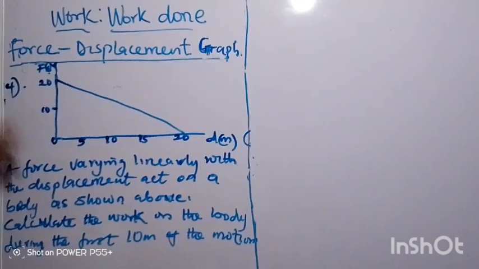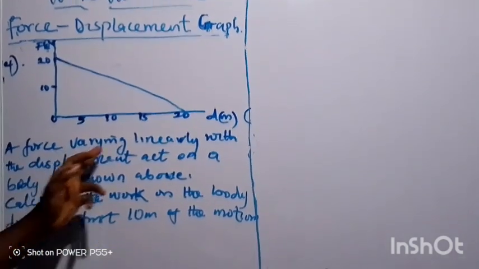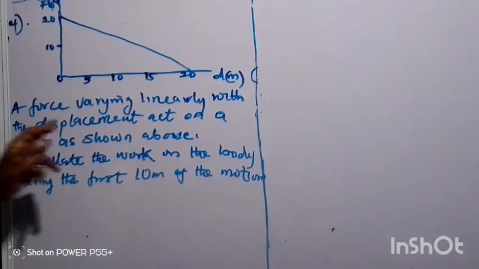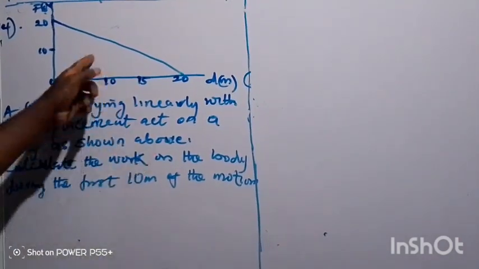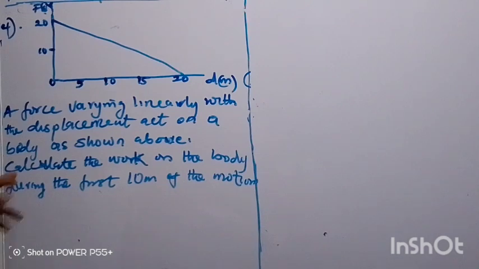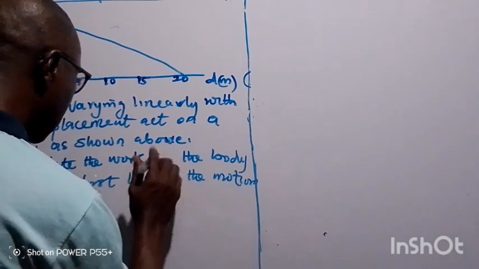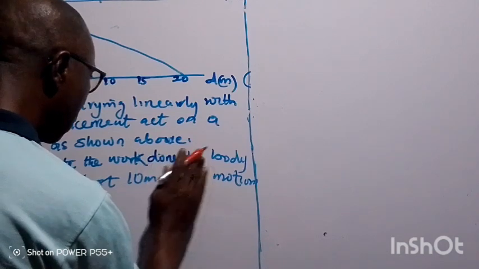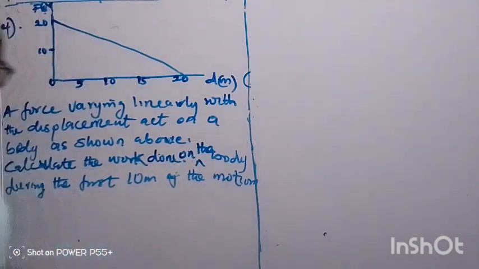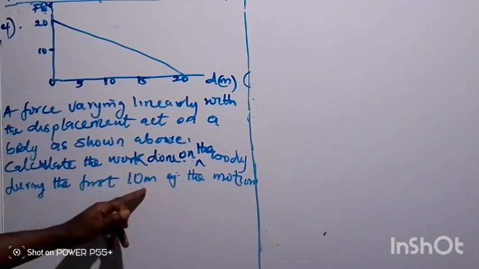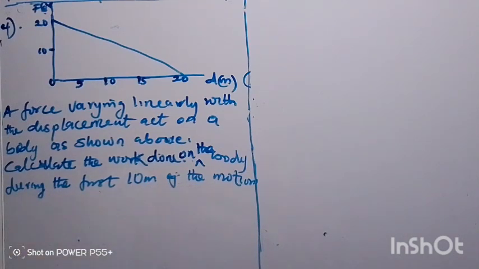Let's take this one as example 4. A force varying linearly with the displacement acts on the body as shown above, that is from this figure. Calculate the work done on the body during the first 10 meters of the motion. That is from this diagram now.